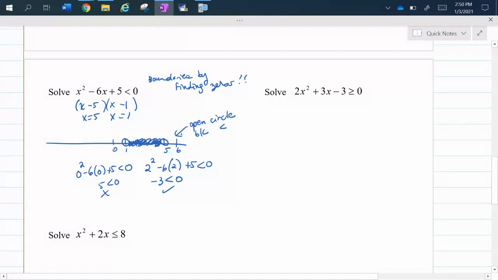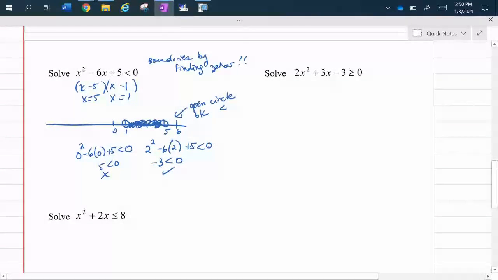And when I shade in between 1 and 5, it makes me think that I have an and compound inequality here. Now we're going to pick one more number that is bigger than 5, to the right of 5, like 6. So if I plug 6 into the original inequality, 6 squared minus 6 times 6 plus 5 is less than 0. 36 minus 36 is 0. 5 is less than 0. That is false. So it looks like my solutions to this inequality are in between 1 and 5.